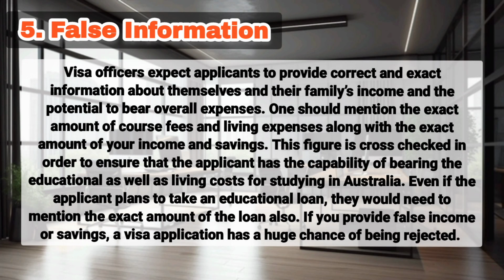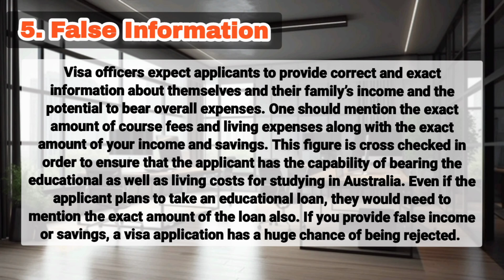5. False information. Visa officers expect applicants to provide correct and exact information about themselves and their family's income and the potential to bear overall expenses. One should mention the exact amount of course fees and living expenses along with the exact amount of your income and savings.